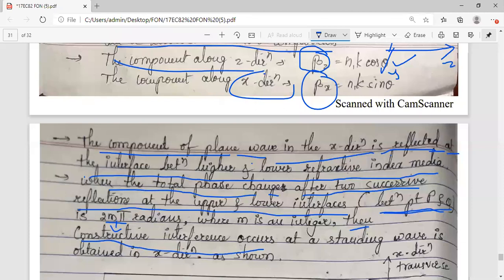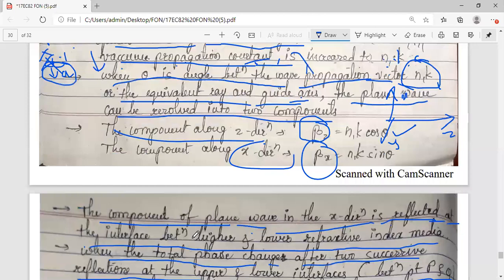Hope you remember what an interference is. When two waves coincide with each other, if you try to remember the physics concept, the maxima, the maximum values, get added. That is constructive interference. The minima, their values get subtracted and you will get null, zero. That is destructive interference. So I'm talking here about constructive interference.